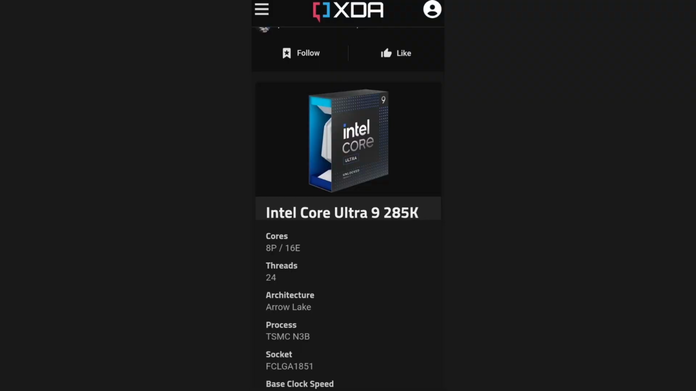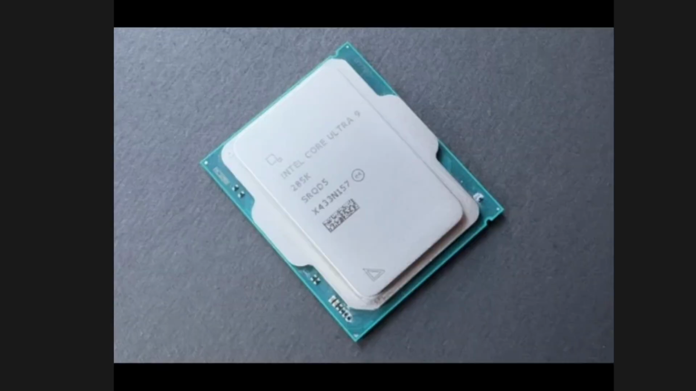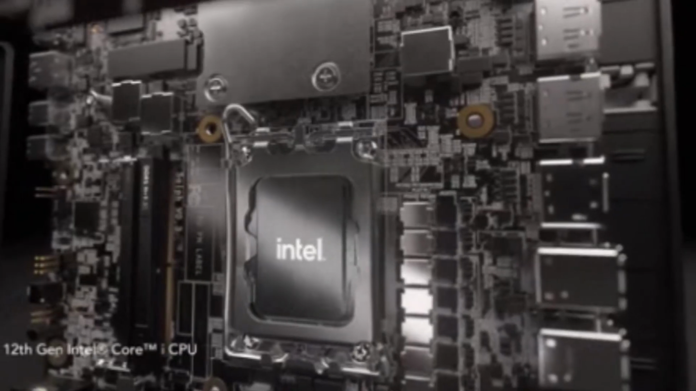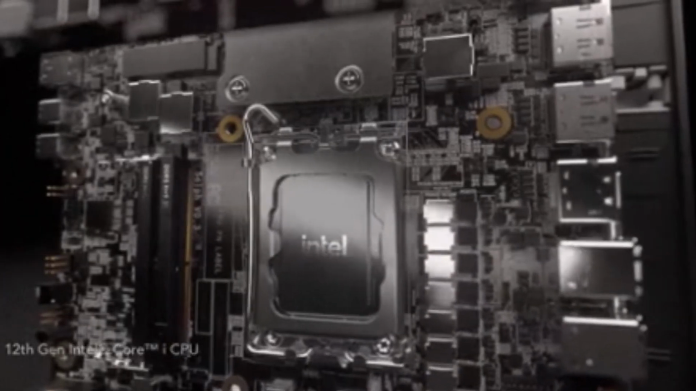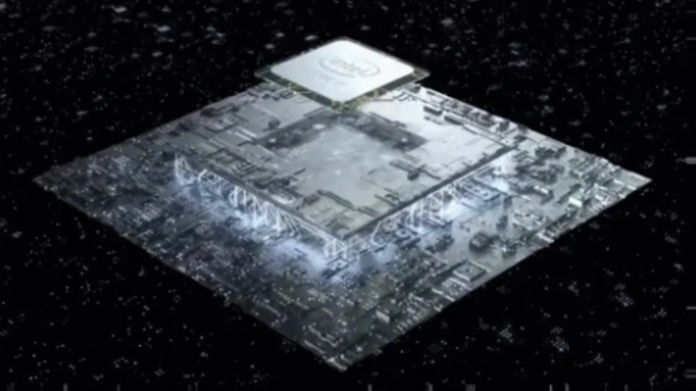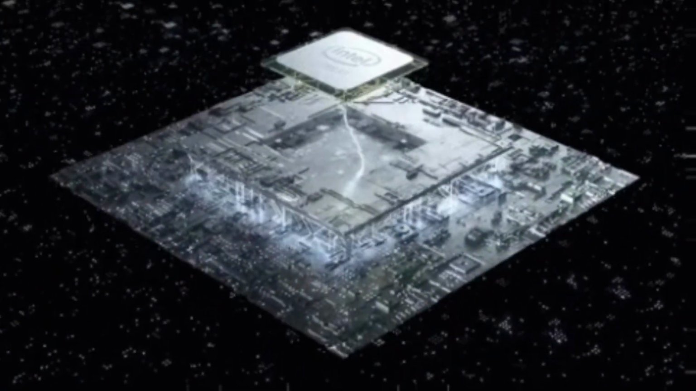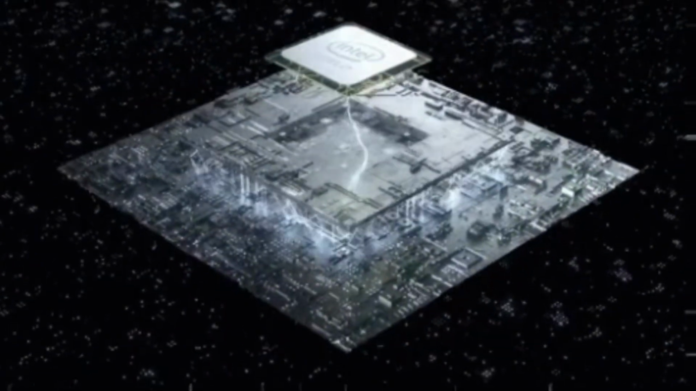We see the architecture is a hybrid design. They use 8 performance P-cores plus 16 efficiency E-cores, equals 24 total, handling 24 tasks. Clock speed: the P-core base is 3.7 GHz, turbo up to 5.5 GHz to 5.7 GHz with Thermal Velocity Boost. E-core base is 3.2 GHz, turbo up to 4.6 GHz.